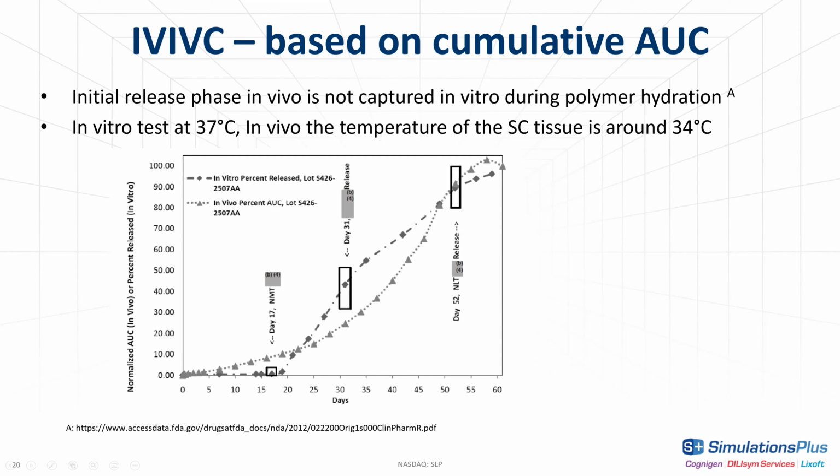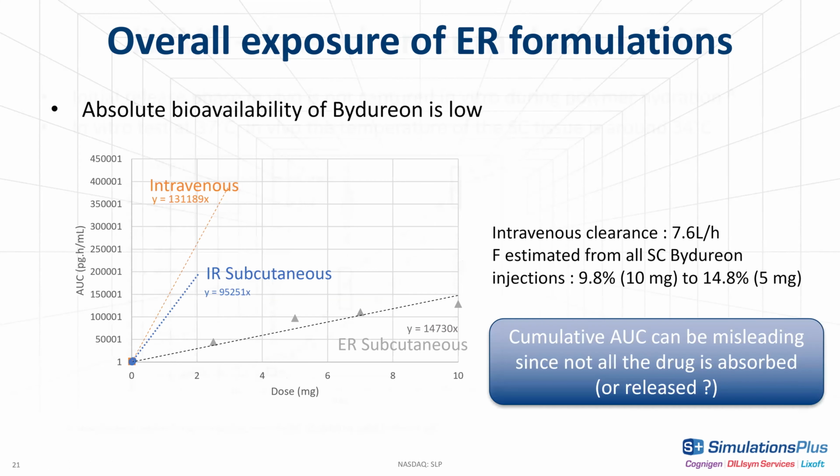This graph shows you the relative bioavailability, the absolute AUC of all those formulations. And as you can see very clearly here, even though we have dose proportionality for the extended release formulation, the AUC is not at all in the same ballpark as the IR subcutaneous formulation. So we are losing AUC, we're losing drug. The bioavailability goes down, and based on the intravenous clearance it is estimated to be between 9%, 10% to 15%, depending on the dose and the AUC that were reported in the submission.